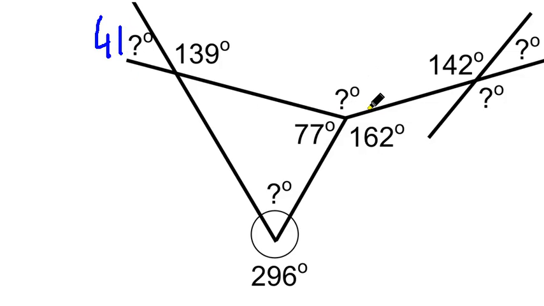Angles at a point must add up to 360, so that must be 121. Over here this must be 38, because angles on a straight line, and this is another straight line and vertically opposite, so that's 142. And angles at a point add up to 360, so that must be 64.